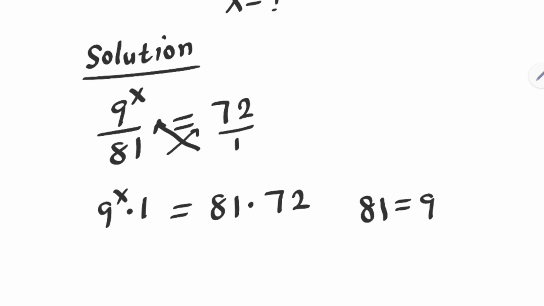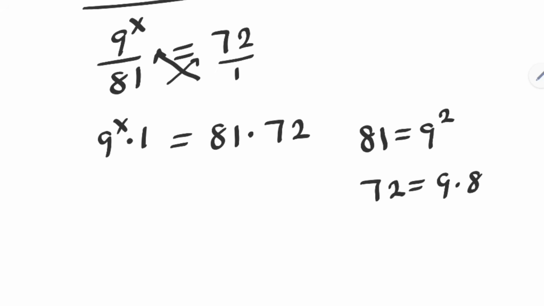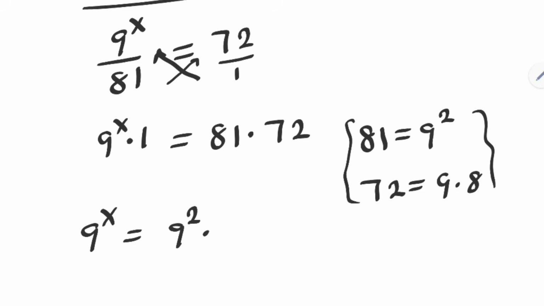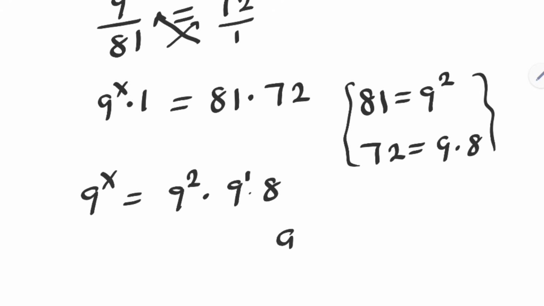81 is equal to 9 square. 72 is equal to 9 multiplied by 8. 9 raised to power x is equal to 9 square multiplied by 9 multiplied by 8. If you have a raised to power m plus n, this is equal to a raised to power m multiplied by a raised to power n.